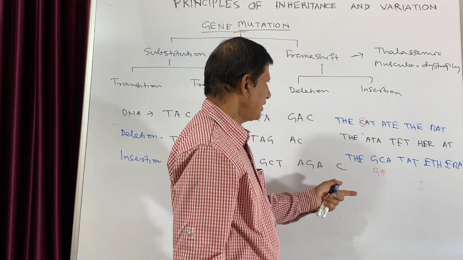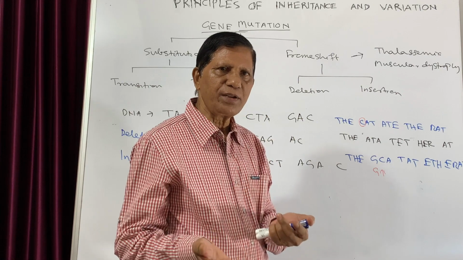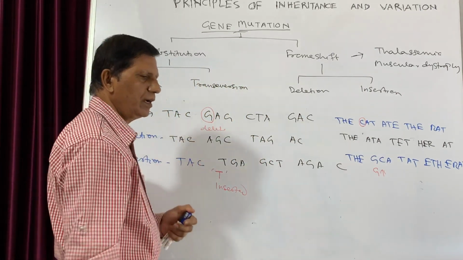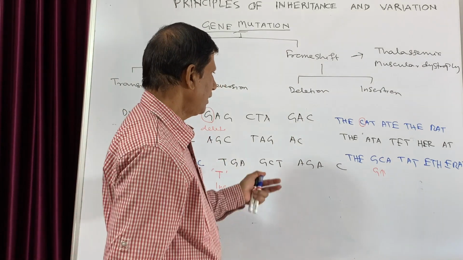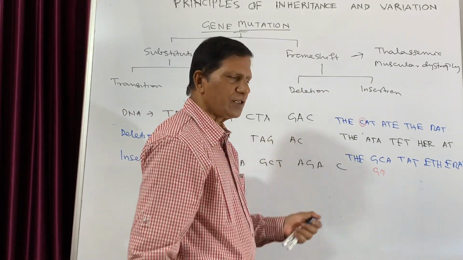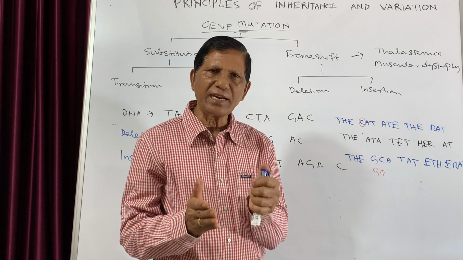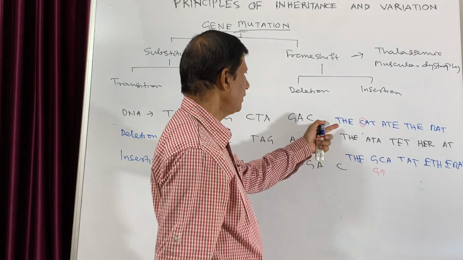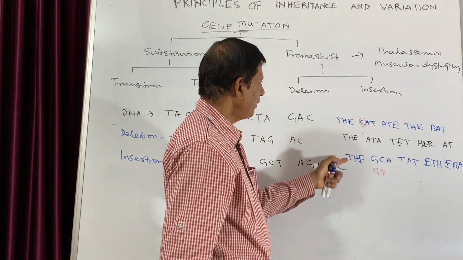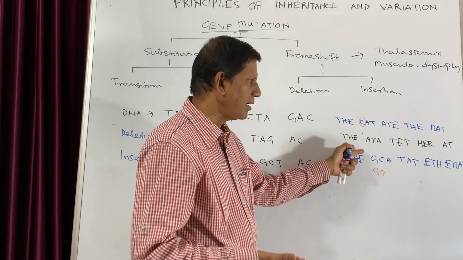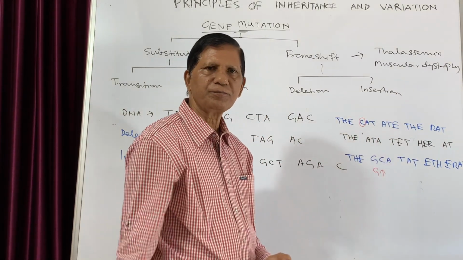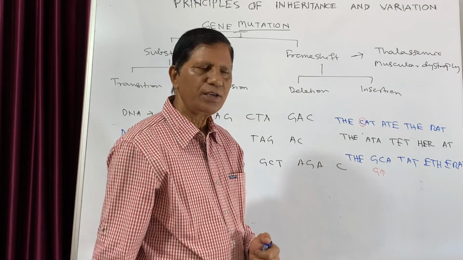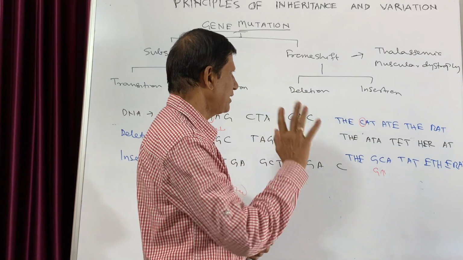You can guess what a drastic change is taking place when there is a change in the frame of this DNA. So this is a deletion, this is insertion. In one DNA, there can be both deletion and insertion simultaneously. Suppose this is the cat ate the rat. At one place there may be deletion, at another place there may be addition. So again, the same type of change will take place. So this has far-reaching effect.